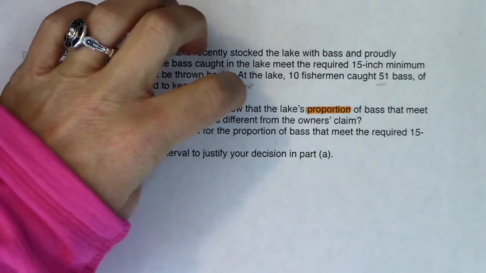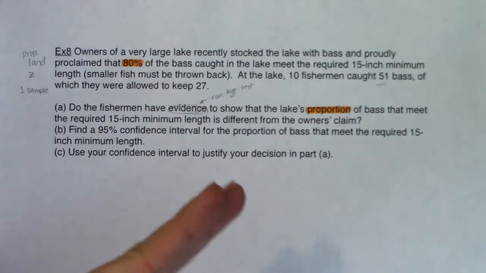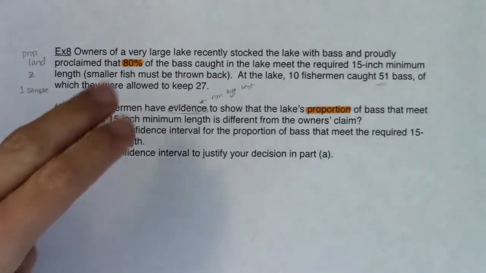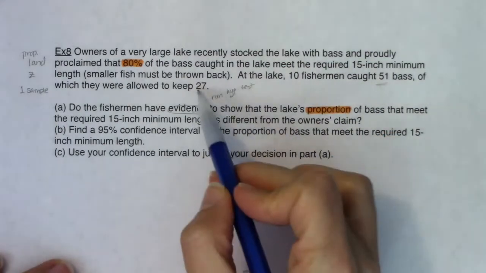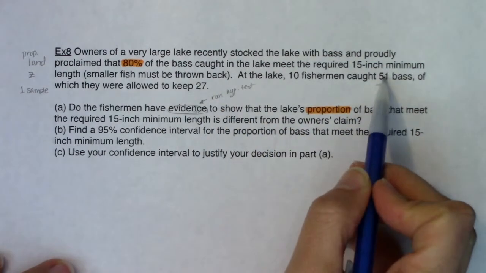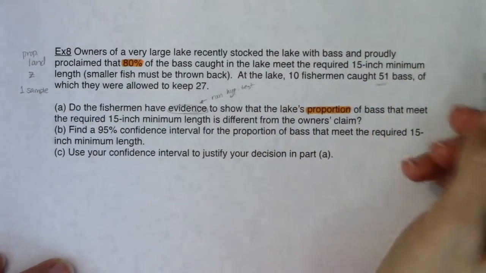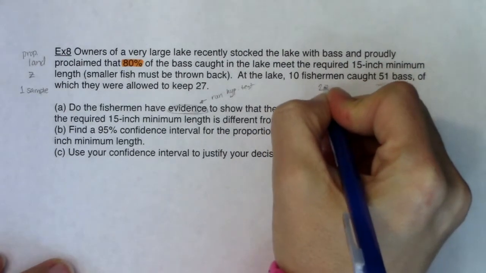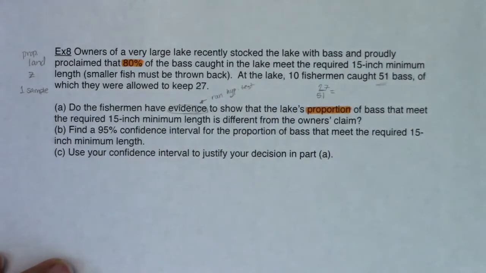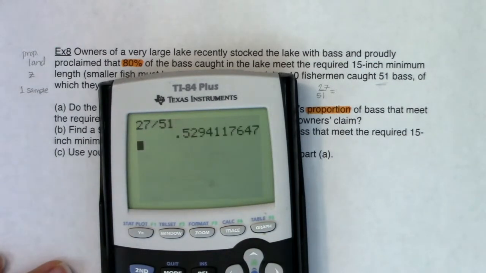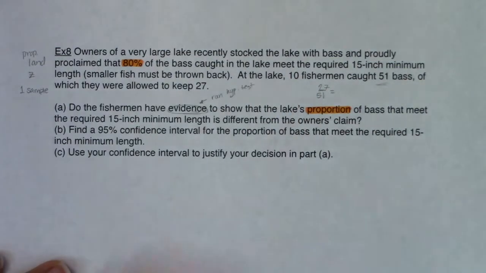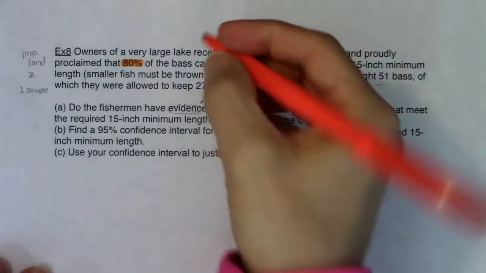So I know I'm in proportion land. Whenever you're asked to run a hypothesis test, whether you're in proportion or mean land, you will be given two proportions. If you're in mean land, you'll be given two means. But did anyone hear the other proportion floating through this problem? Did anyone hear the proportion of 27 out of 51? So we've got this other proportion, and I'll just put it off to the side here. We've got 27 out of 51. If I crunch that number, 27 out of 51 is about 53%. So let me highlight that.